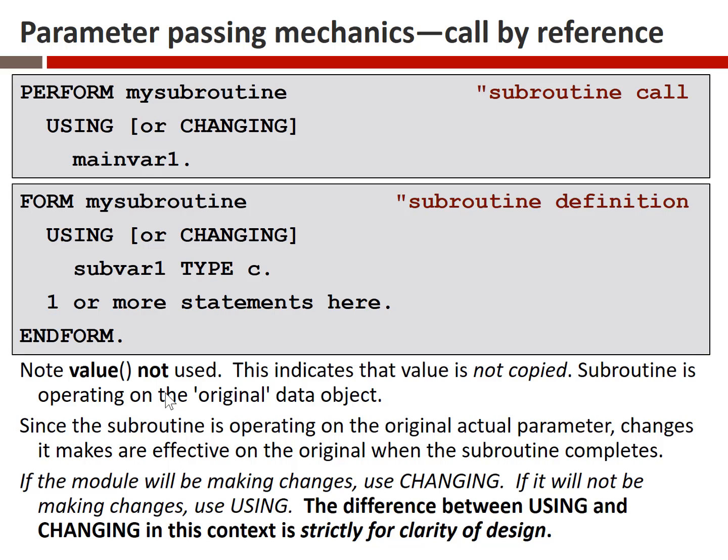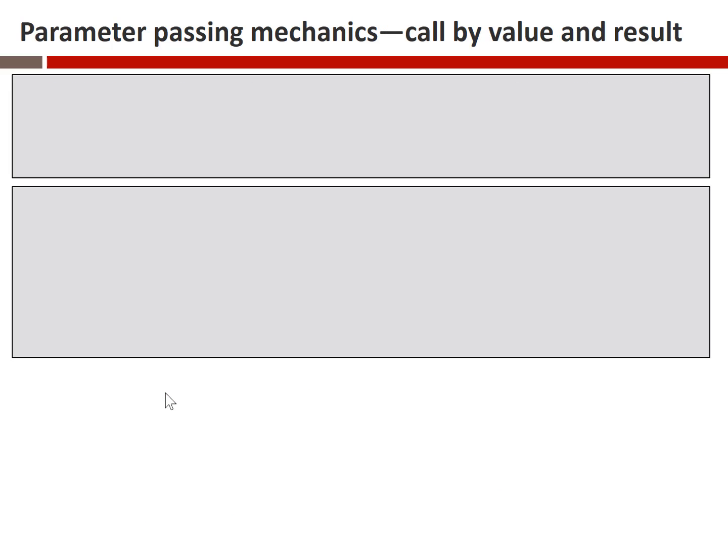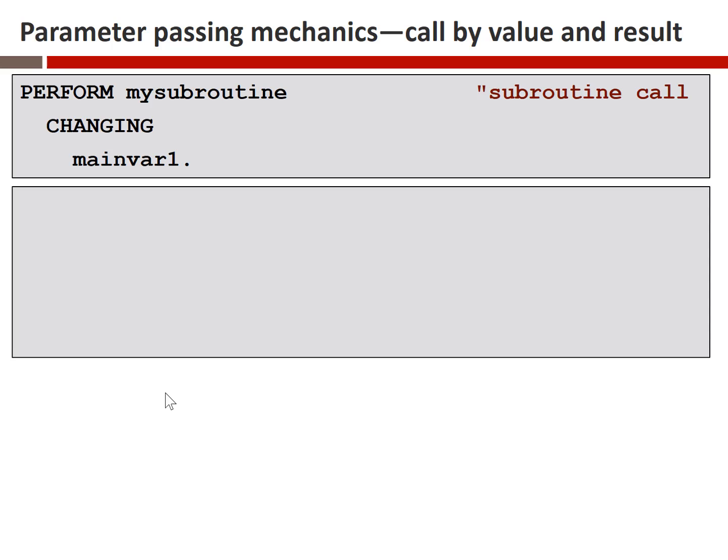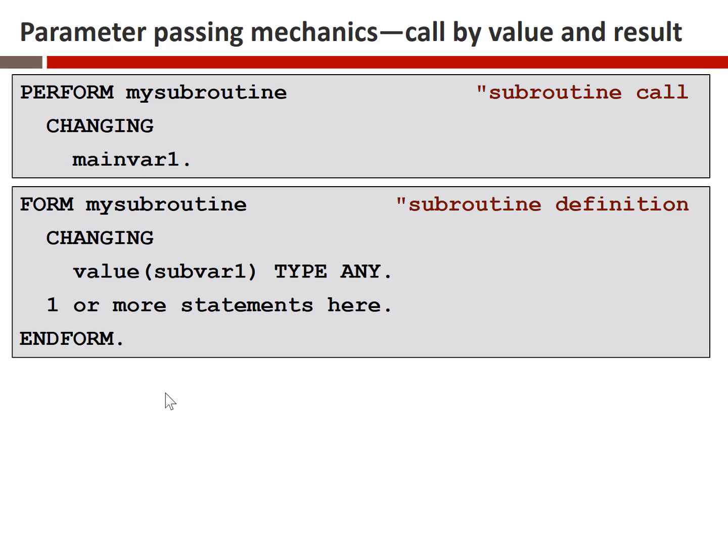So we've now talked about pass by value and pass by reference. What we haven't talked about is the pass by value and return. Here's that. How does call by value and result work? And remember, call by value and result is you operate on a copy, but when you're done, the copy gets copied back and overwrites the original. That is done when I use the keyword changing with the keyword value.